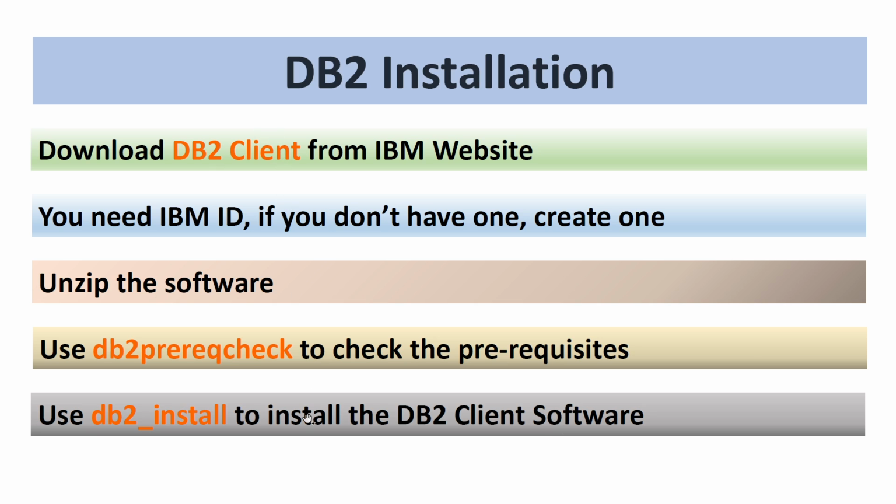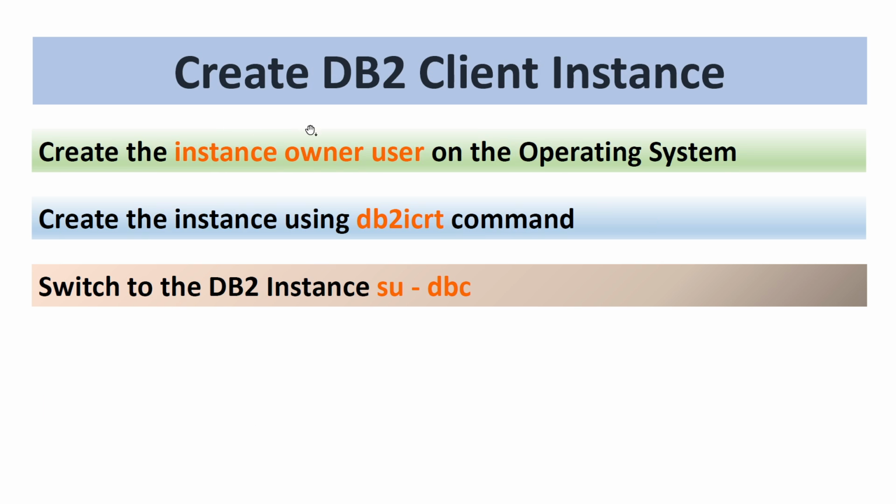Once the software has been installed, you can create the client instance. To create the client instance, you need an instance owner user account. This is an operating system user account which will become the instance owner, or the client instance name. So you need a user ID or user account on that operating system. You will use that user account while creating the instance using db2icrt. You have to give that instance user name, and that becomes the instance owner or instance name.